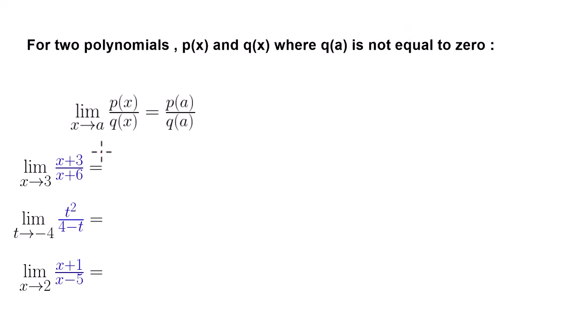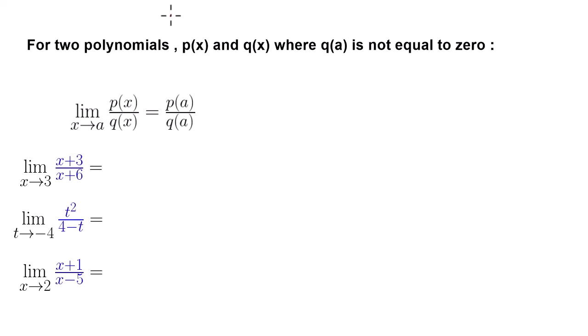And for the second case, we have rational functions. If p of x and q of x are polynomials and a is a real number and q of a is not equal to 0, then the limit of the ratio p of x over q of x as x approaches a is equal to the ratio p of a over q of a. Let's look at examples of limits of rational functions.